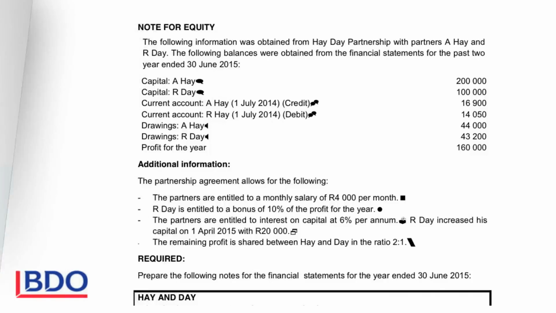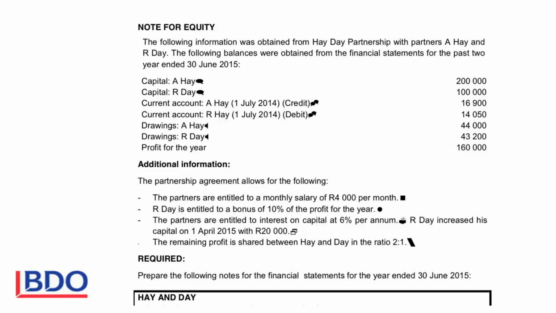Good morning. We will pay attention to partnerships today and the notes that must be completed for a partnership that will accompany the financial statements at the end of the year. There are two notes that must be completed. The first note will be for capital and the second note for the current account.